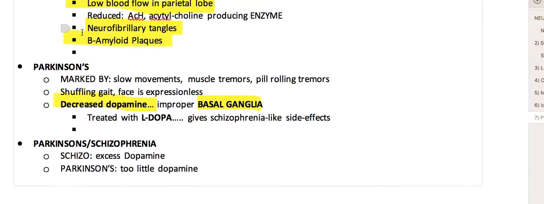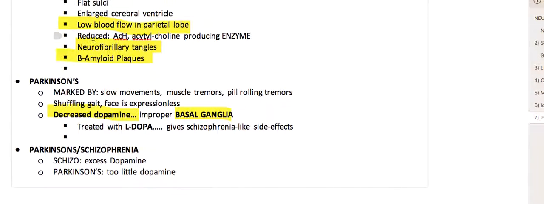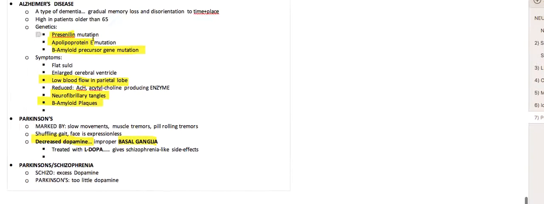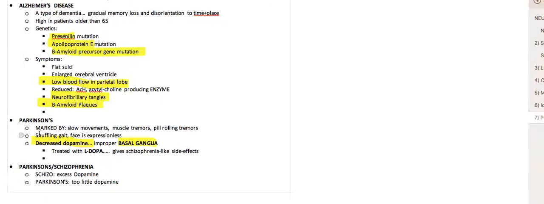On the other hand, you've got Parkinson's. Parkinson's and schizophrenia go hand in hand because of L-DOPA. Parkinson's is marked by slow movements, muscle tremors, and pill-rolling tremors, like moving your fingers and your thumb. Shuffling gait, and the face is usually expressionless because Parkinson's doesn't let you control your muscles as well.